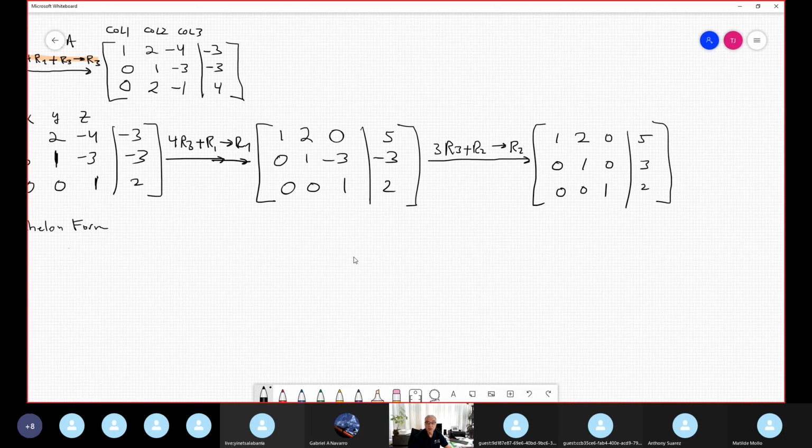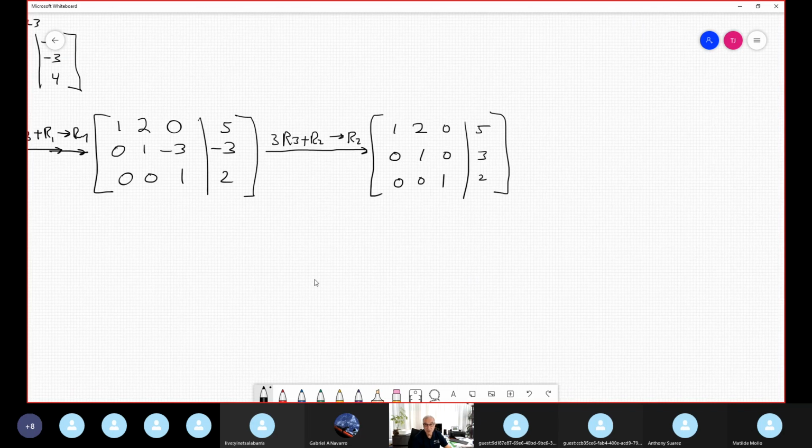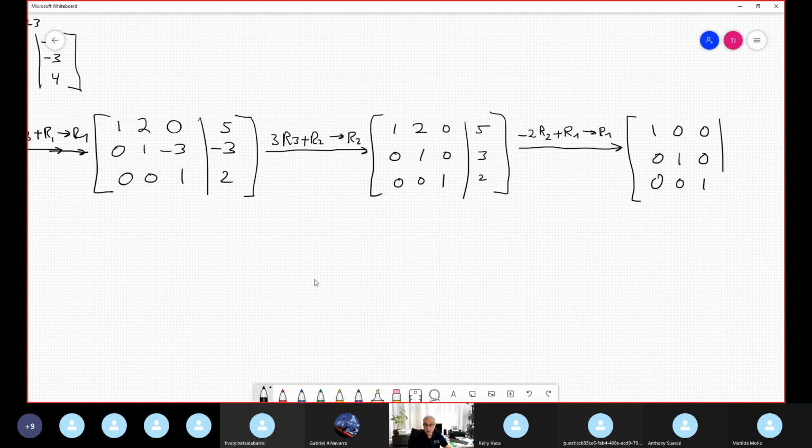And finally, I need to create this 0 in the place of 2. So the row operation that I propose is negative 2 row 2 plus row 1 stored in row 1. When you do this operation, you have 1, 0, 0, 0, 1, 0, 0, 0, 1. Wow, amazing. And the right hand side, we have negative 1, 3, and 2.